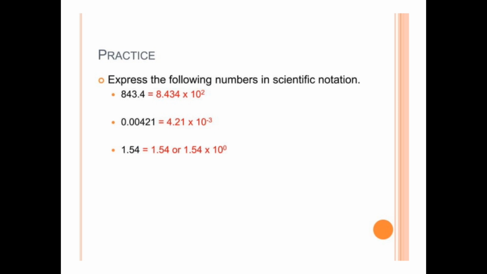So you are just having 843.4, which is 8.434 times 10 raised to the power 2, or times 100. Then the next one, you count the number of zeros: 1, 2, 3. So you are going to have 4.21 times 10 raised to the power minus 3. Then 1.54, you are going to have 1.54 times 10 raised to the power 0, or just 1.54. 10 raised to the power 0 is 1. Okay, so that's how you get that one.